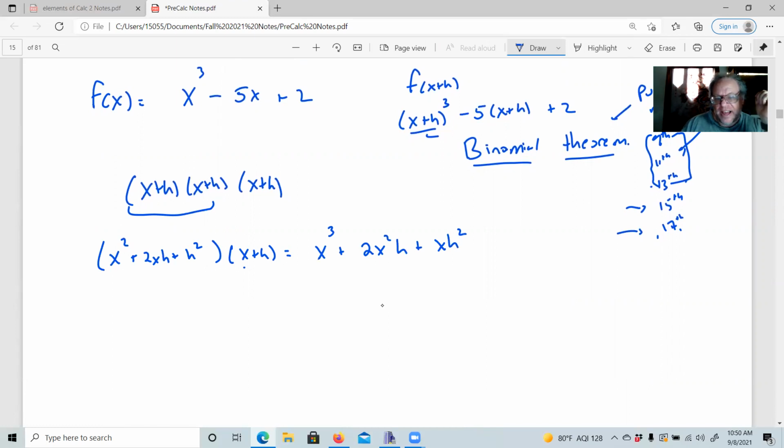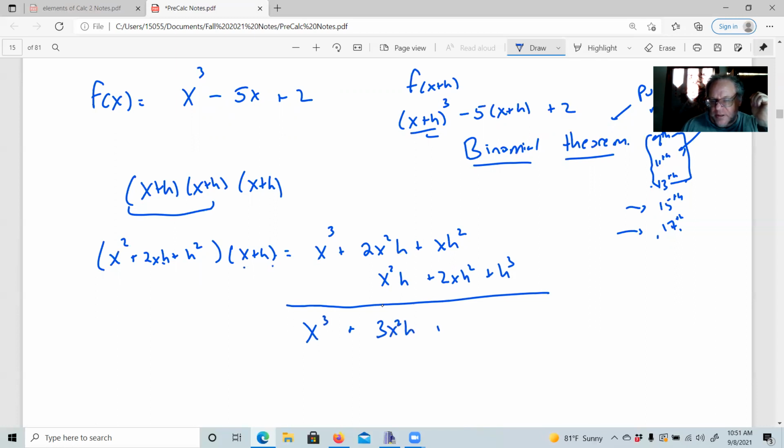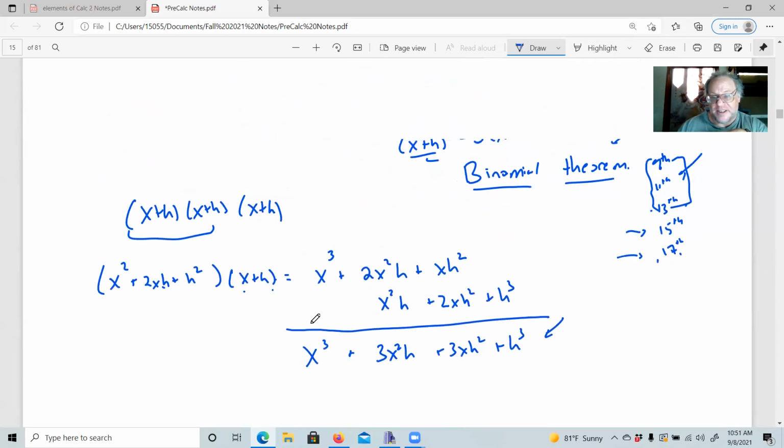So that's the x times everybody. Now we're going to do the h times it. h times x squared is x squared h. 2xh times h is plus 2xh squared. Two h's now. Plus h cubed. So we get x cubed plus 3x squared h plus 3xh squared plus h cubed. If you're going to make a mistake, it's going to be in the algebra, so be careful. Some high school teachers will make you memorize this. If they did, that's great, but not everybody.